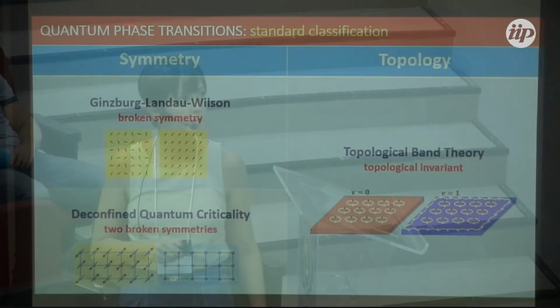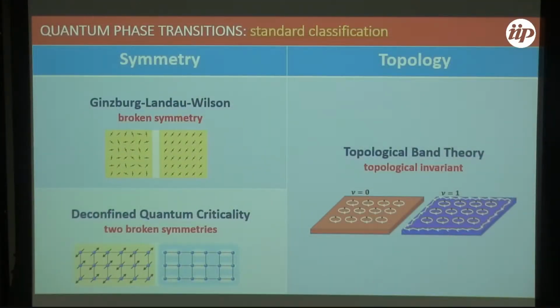First of all, let us remind ourselves what quantum phase transitions are about. The standard classification has that quantum phase transitions basically fall in two big classes: those which are governed by symmetry and the ones that are governed by topology. In the symmetry class, we have two main cases. The standard Ginzburg-Landau-Wilson kind of quantum phase transitions, which are driven by a broken symmetry.